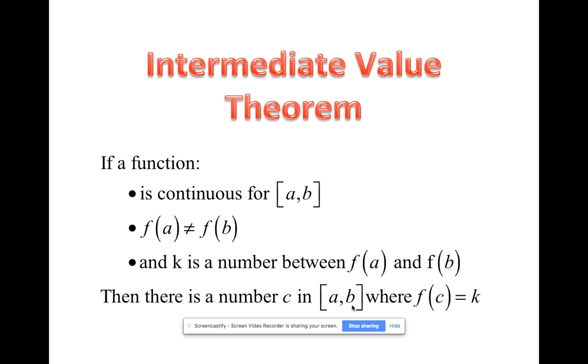So if a function is continuous on a closed interval, a and b, and you should keep in mind what that definition means. Of course, we've already defined that. The limits are the same. The function doesn't have any jumps, so it's continuous on a to b. And the two endpoints, f of a and f of b, their values are not the same, so they've changed. All right, one's smaller than the other in some way or another. And then we're looking for that k, some kind of a value in between f of a and f of b. What we know is that there has to be a number c, in the domain a and b, where f of c is equal to k.